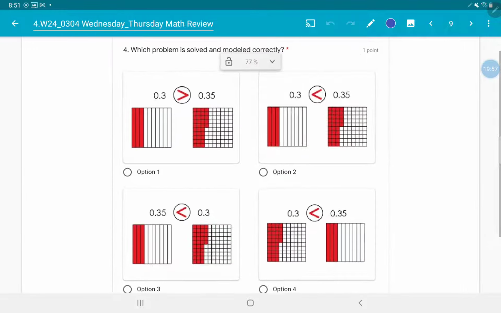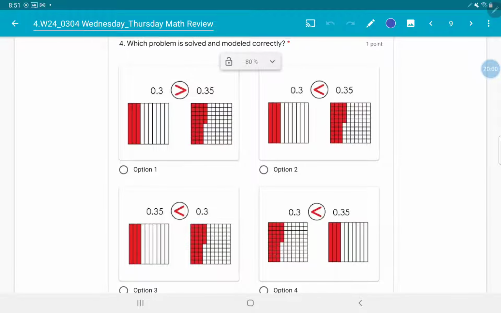Number 4 is asking which problem is solved and modeled correctly. So let's look at option 1. We have 3/10. Does that show 3 of 10 spaces shaded? Yes. Okay. Is greater than 35 hundredths. Do I have 35 hundredths shaded? Yes. Yes, the shading is correct. What makes it incorrect? That's bigger. Yeah, it's saying that 3/10 is bigger, but that's not true, is it? No. We can see that 35 hundredths has 5 more pieces, more hundredths shaded.